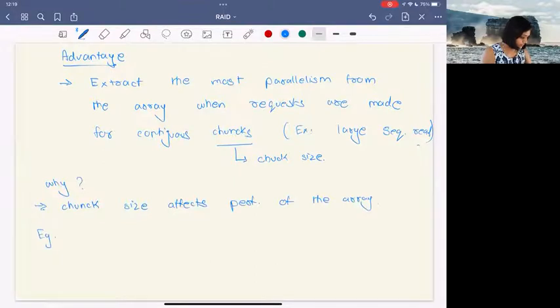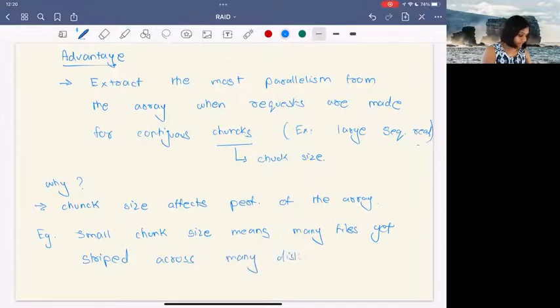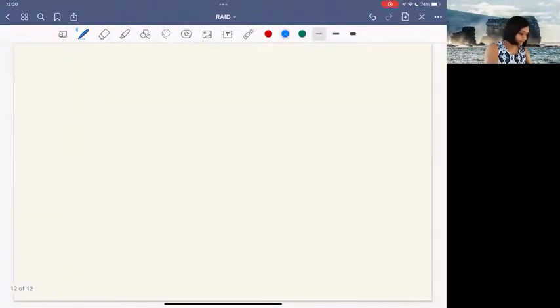Now, let's say, for example, small chunk. What would it mean? It means many files get striped across many disks. Thus, it would increase our read-write speed of the file.